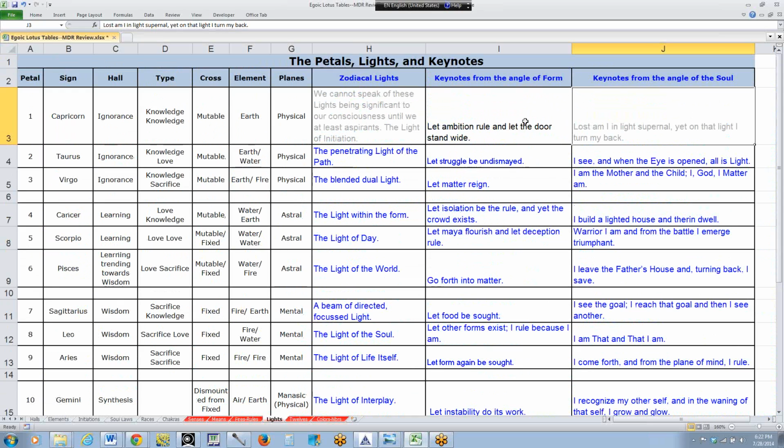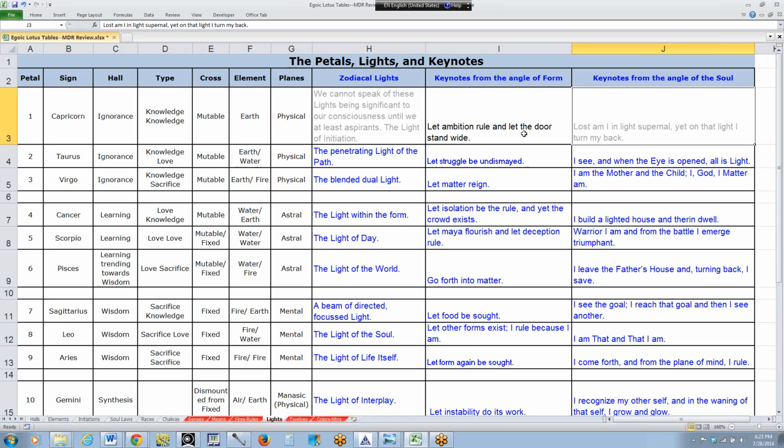Let struggle be undismayed. This is going on for the Taurian individual all the way up to the 5th petal and maybe beyond. Let matter reign. It's the petals of ignorance under Virgo. Matter is not going to reign except in the petals of ignorance, the petals of knowledge. Let isolation be the rule, and yet the crowd exists. This will operate in the early petals when man's consciousness is immersed in matter. And so it will be with all of these. Let Maya flourish and deception rule until the light of the solar angel really starts to bring in the deglamorization, the disillusionment that is possible.